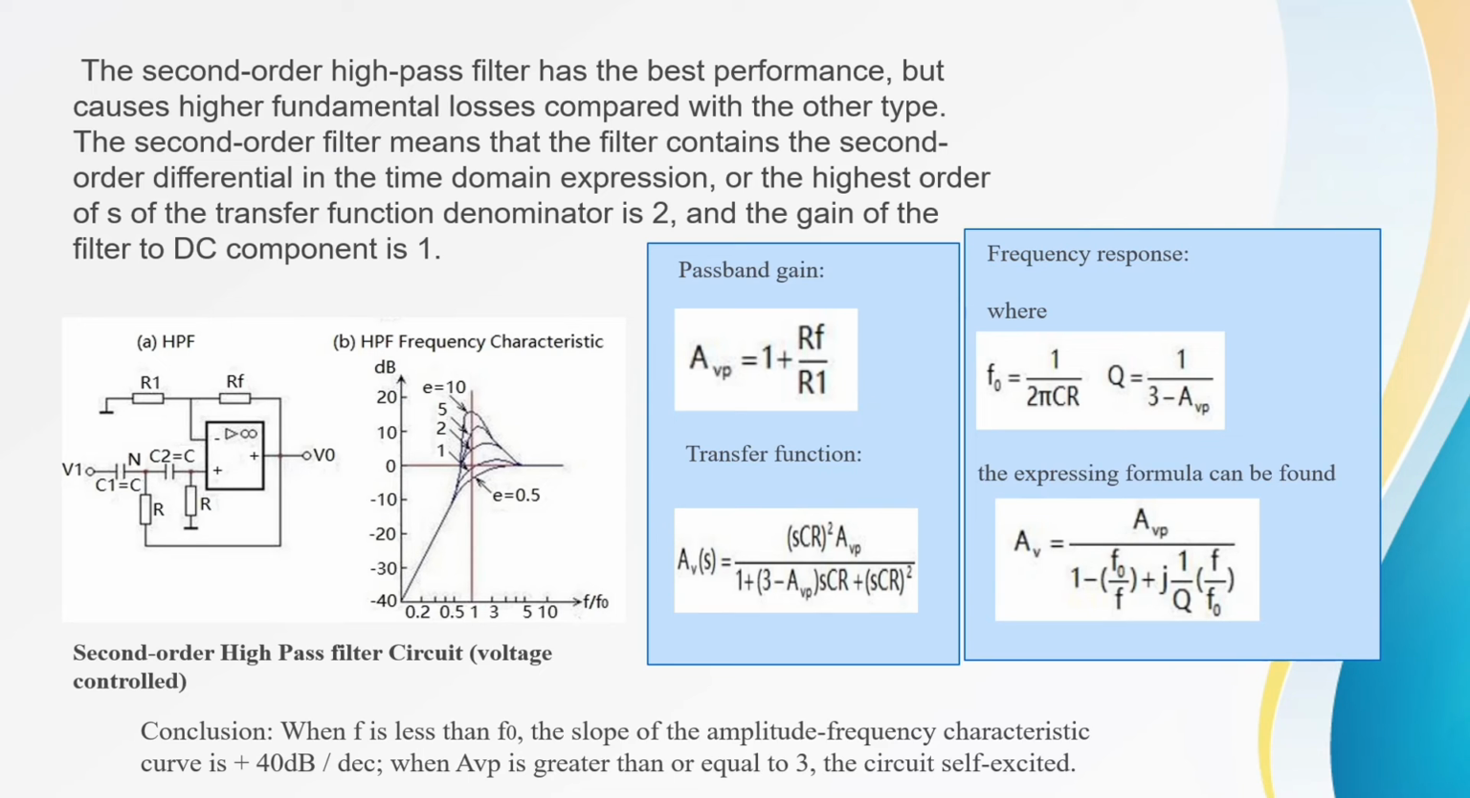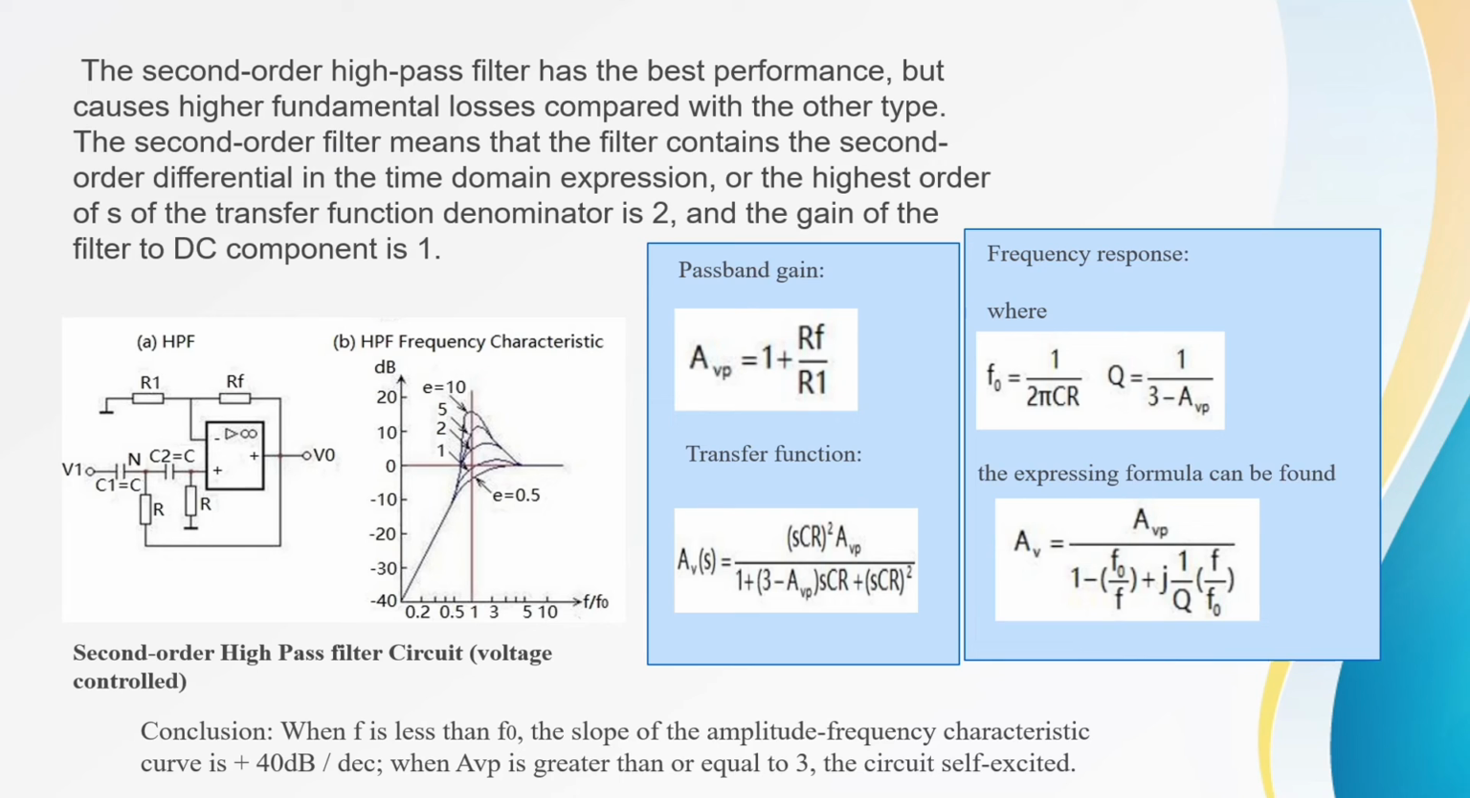From the diagram beside, pass band gain. This is the formula: AVP equals 1 plus RF over R1. The transfer function is AV(s) equals (sCR) squared AVP over 1 plus (3 minus AVP) sCR plus (sCR) squared.